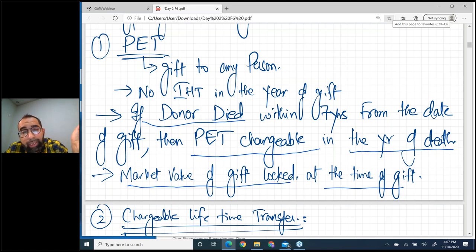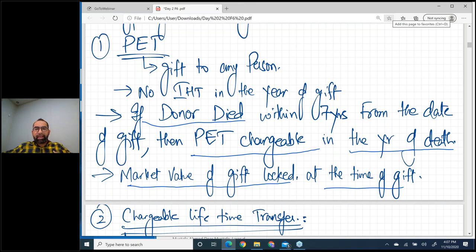At the time of gift, the market value was 100,000, but after 2 years, in the year of death, it rose to 300,000. So now the question is, sir, do we have to pay tax on 100,000 or 300,000? Just 100,000. Increase in value must be ignored, and that's one of the benefits of PET, and that's one of the planning points.